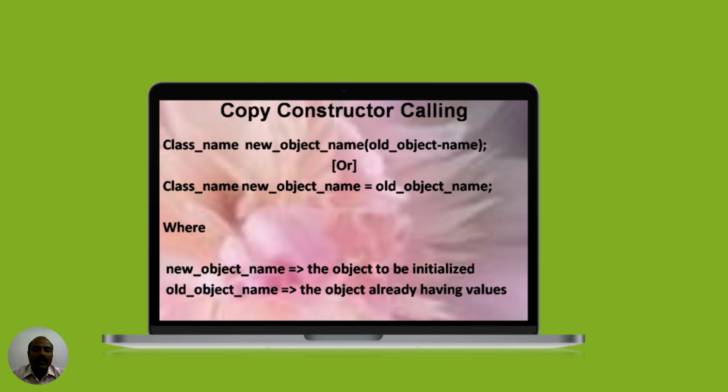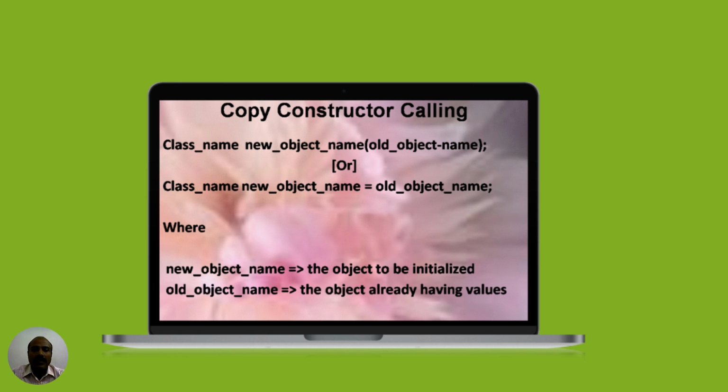Next, copy constructor calling. How can we call the copy constructor? The syntax is the class name, leave one space, a new object name, and within brackets the old object name, ending with a semicolon. Or we give the class name and the new object name equal to the old object name. We can follow any one format, the first syntax or the second syntax.